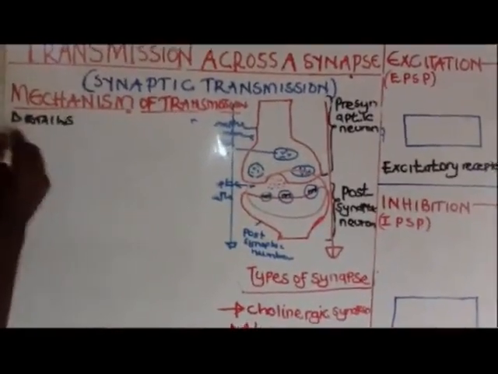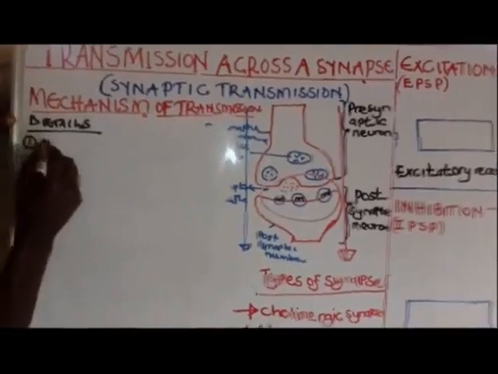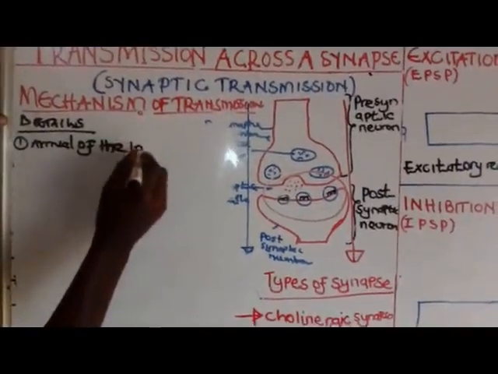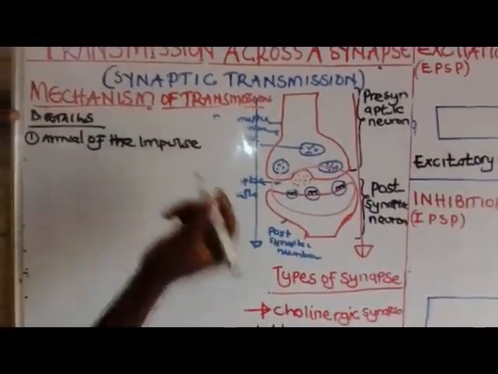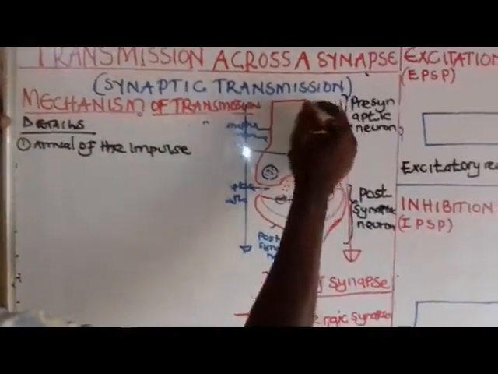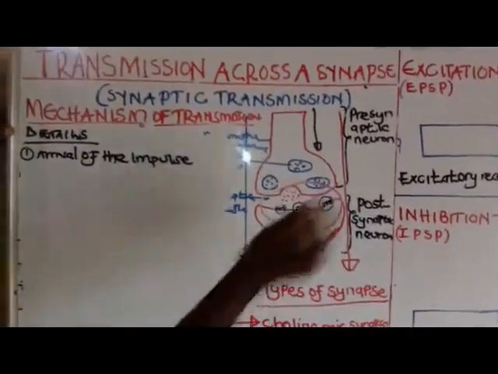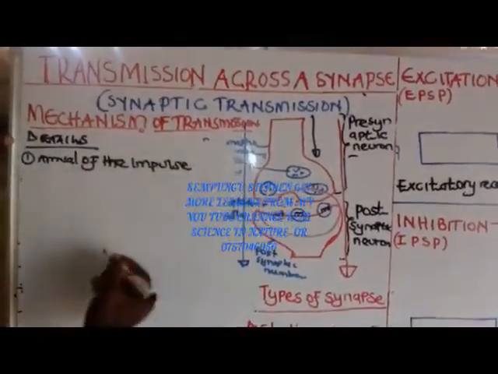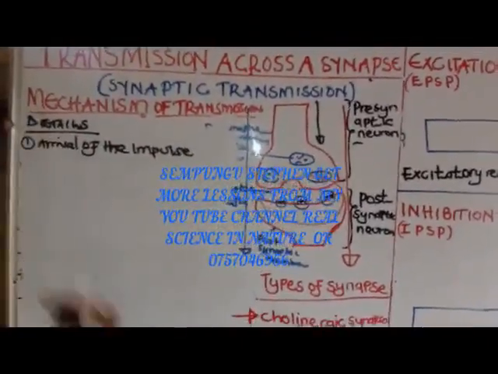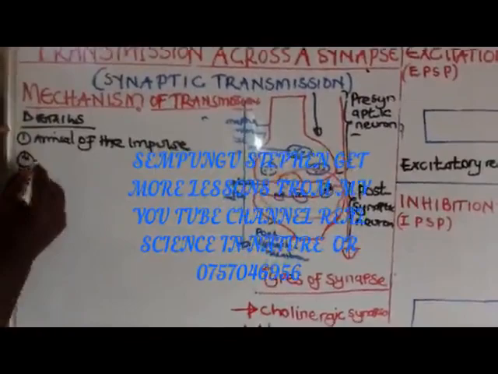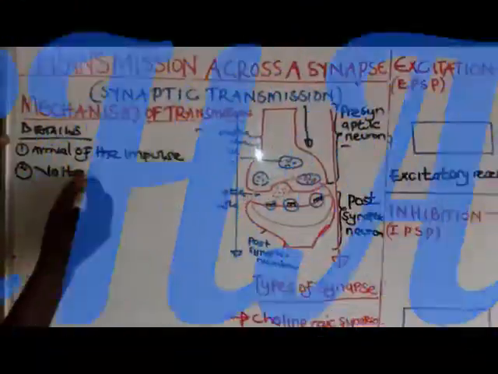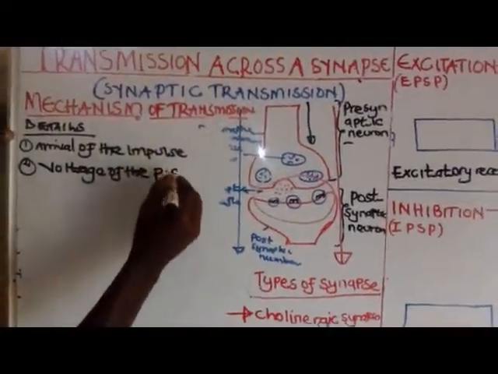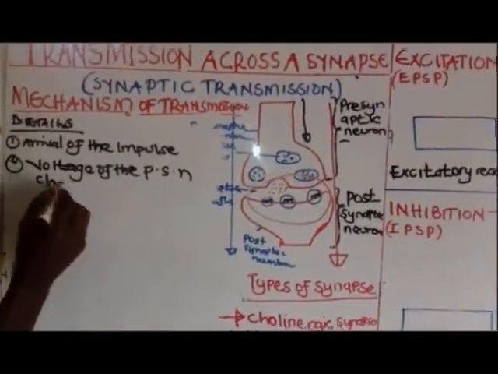Details of the mechanism. One, we are going to begin with the arrival of the impulse. The impulse is arriving here now. The impulse is arriving at the presynaptic neuron. So, arrival of the impulse at the presynaptic neuron. The arrival of the impulse brings what? We are going to see number 2, that the voltage of the postsynaptic neuron changes.